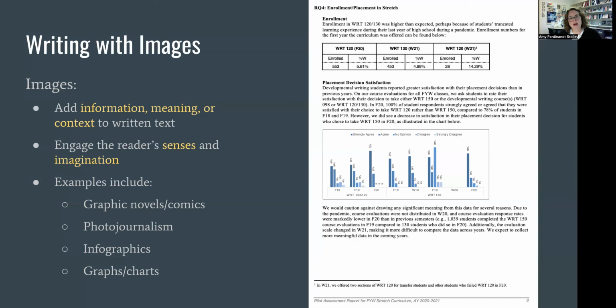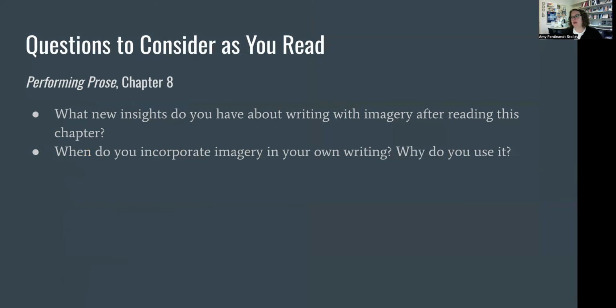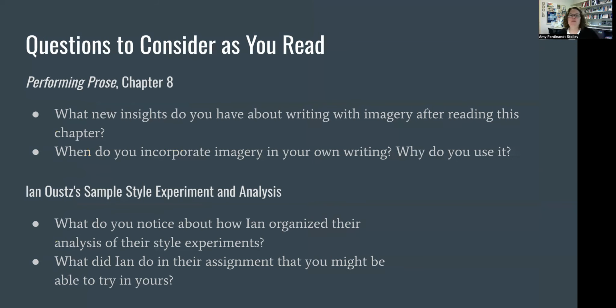So we're going to talk more in class about writing with imagery and writing with images. But to prepare for class on Wednesday, there's a few things I'd like you to think about as you read. So as you're reading Holcomb and Killingsworth, think about what new insights you have about writing with imagery after reading the chapter, and then also think about how this applies to your own writing. So when do you incorporate imagery into your writing, and why do you use it? What are the rhetorical reasons why you choose to write with imagery?